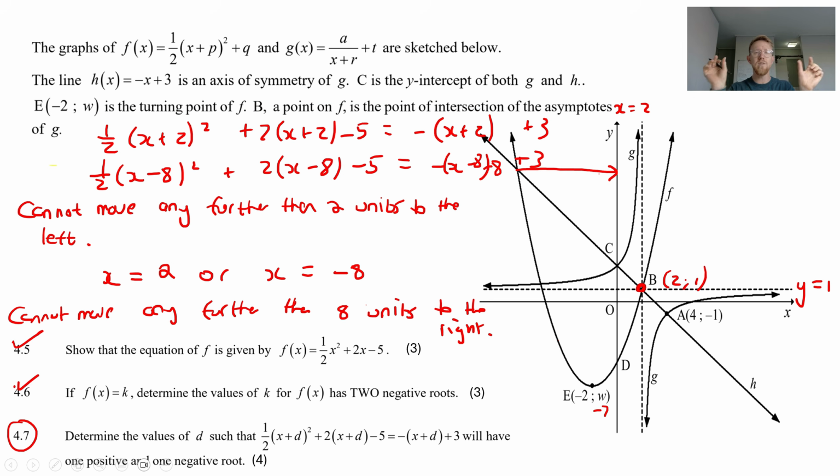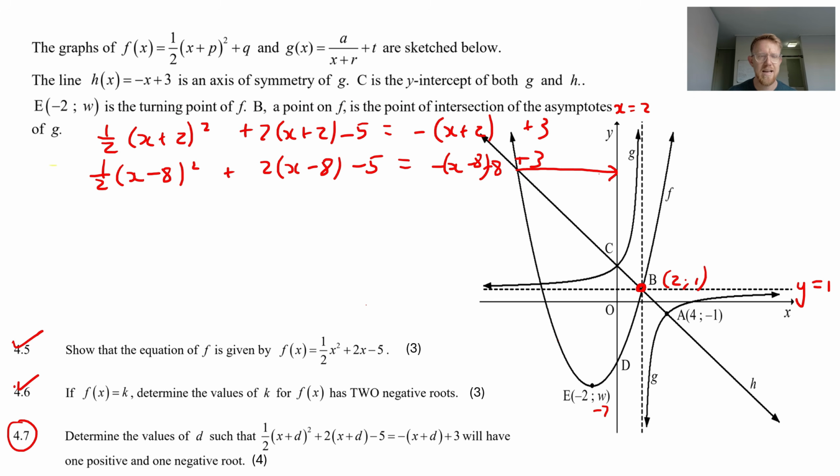Now we want to move in between that. And so can you see here that the D value is minus 8 and the D value here is 2. So we want the D value to be anywhere between that. So we can say that D must be bigger than minus 8 or smaller than 2. If you prefer interval notation, you must say between minus 8 and 2.